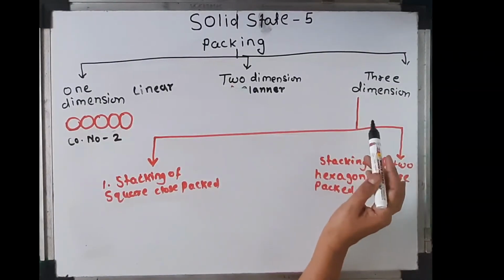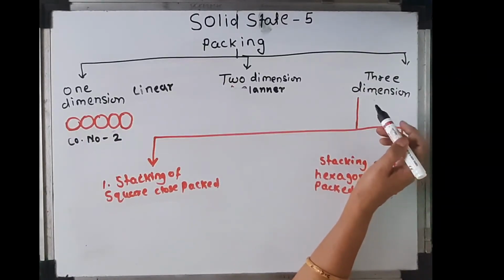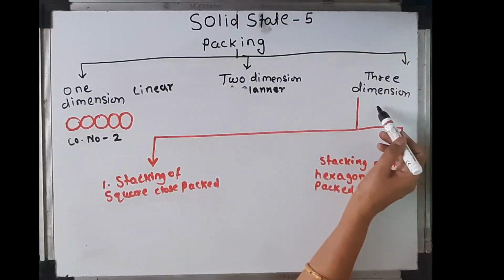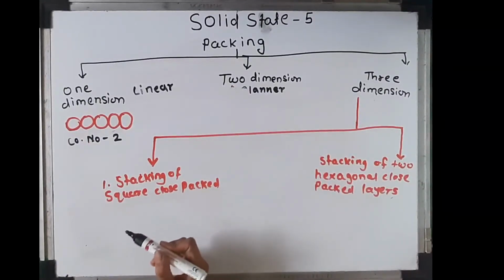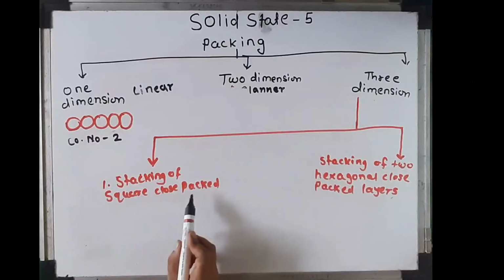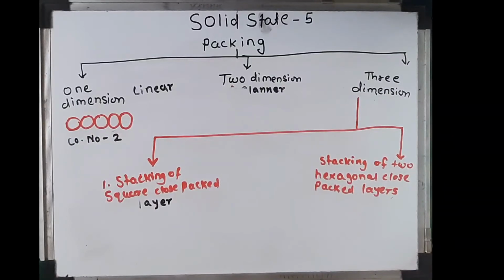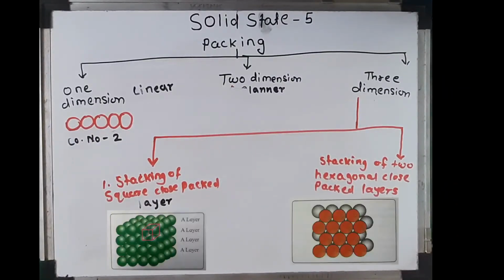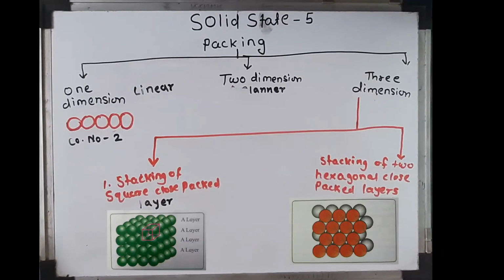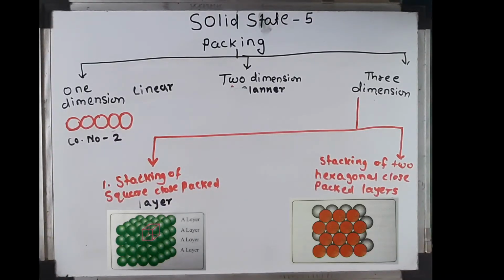Now next is close packing in three dimensions. Close packing in three dimensions is also of two types. First one, stacking of square close packed layers. A stacking of square close packed layers generates a three-dimensional simple cubic structure. Here the second layer is placed over the first layer so as to have its spheres exactly above those of the first layer. Subsequent square close packed layers are placed one above the other in the same manner.